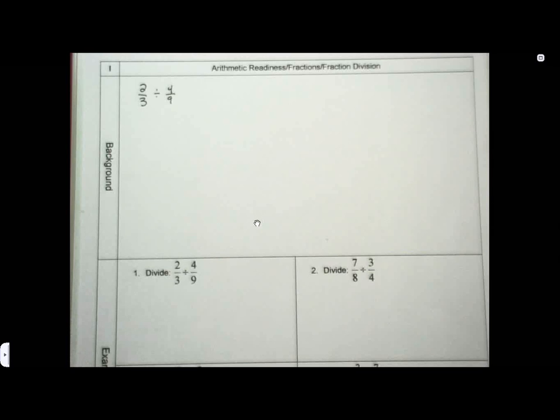Welcome. In this video, we'll be discussing fraction division. So to start, let's take a look at number 1, 2/3 divided by 4/9. By the way, this is on page 22 in your Alex notes.